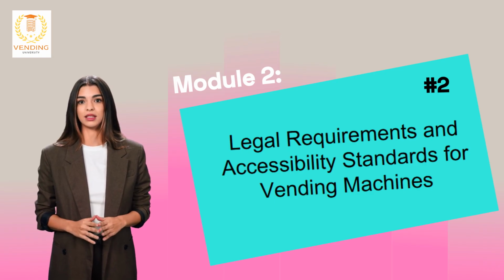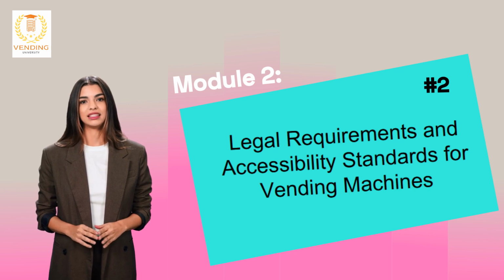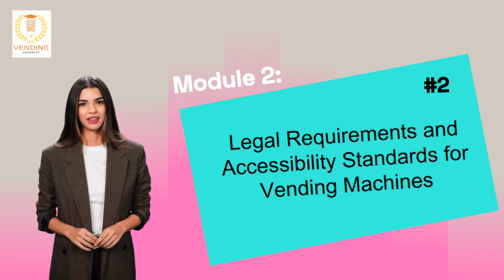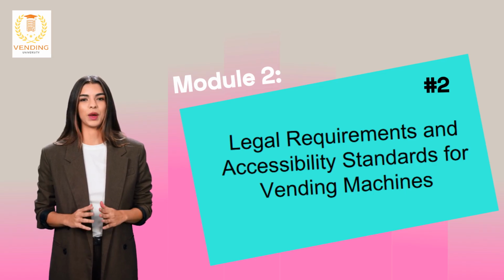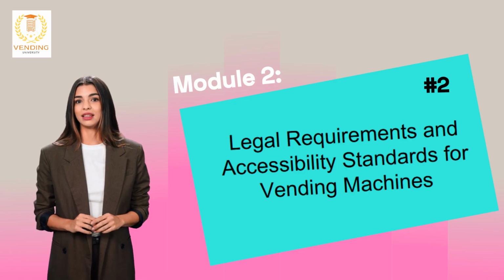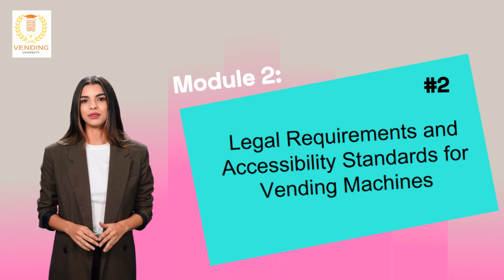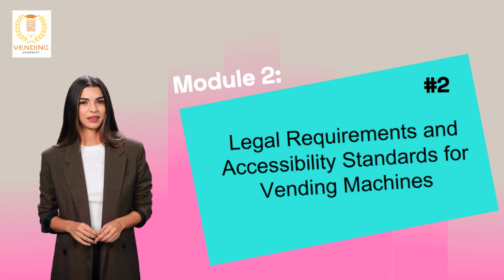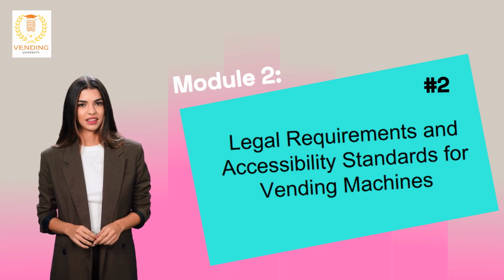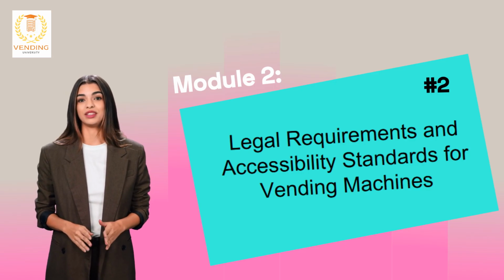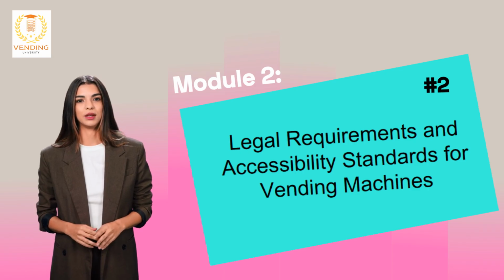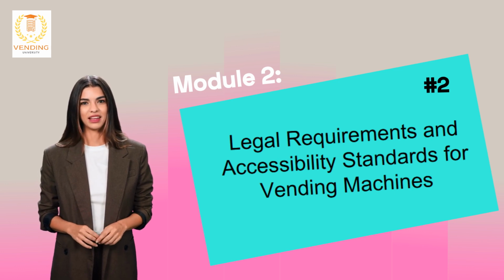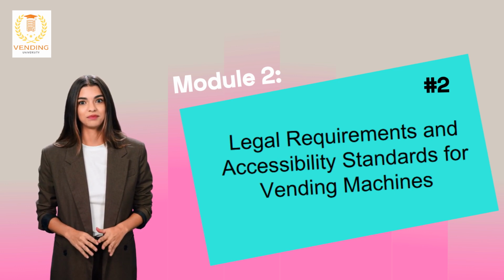The Architectural Barriers Act, ABA, and the Rehabilitation Act also provide accessibility guidelines that apply in certain federal and commercial contexts. Furthermore, the International Organization for Standardization, ISO, has developed technical standards to improve usability and safety in vending machines globally. It is important to note that accessibility standards may evolve as new technologies and user needs emerge. Staying updated on legal changes and adopting best practices beyond minimum compliance can help vending operators create truly inclusive experiences.